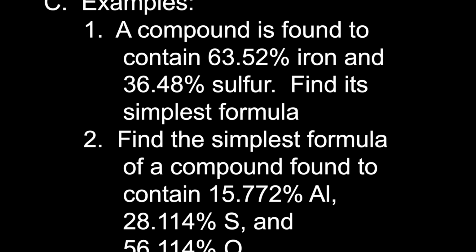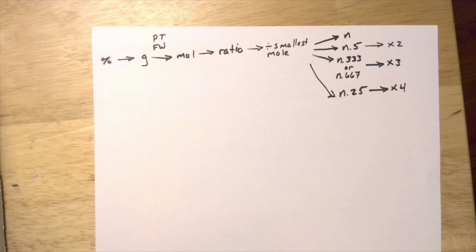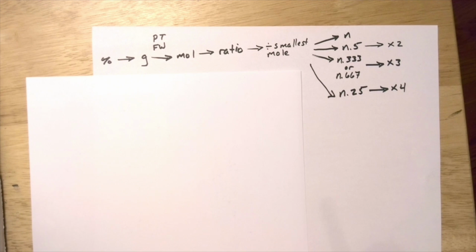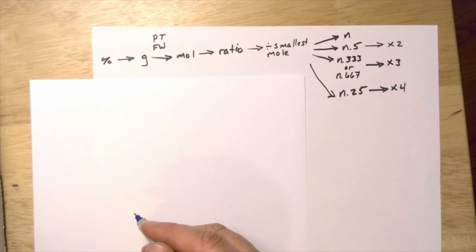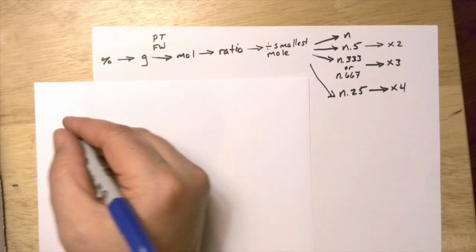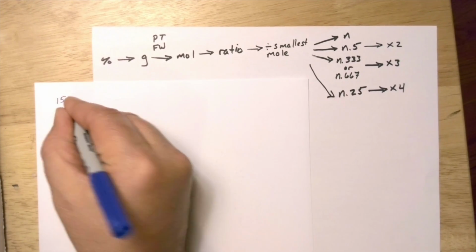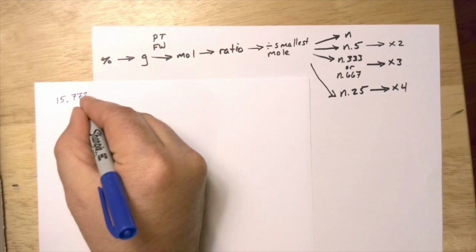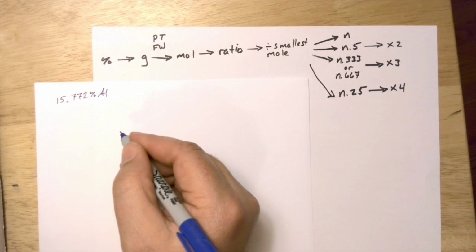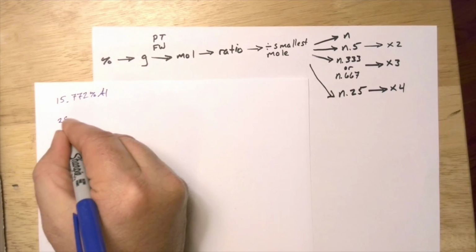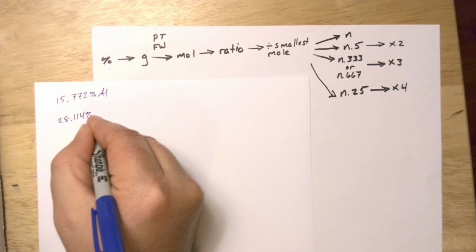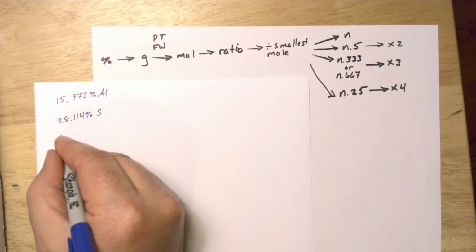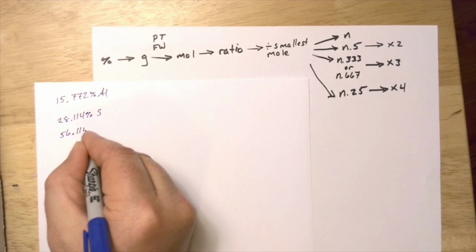Number 2. Find the simplest formula of a compound found to contain 15.772% aluminum, 28.114% sulfur, and 56.114% oxygen. And for number 2, we have 15.772% of aluminum, 28.114% of sulfur, and 56.114% of oxygen.